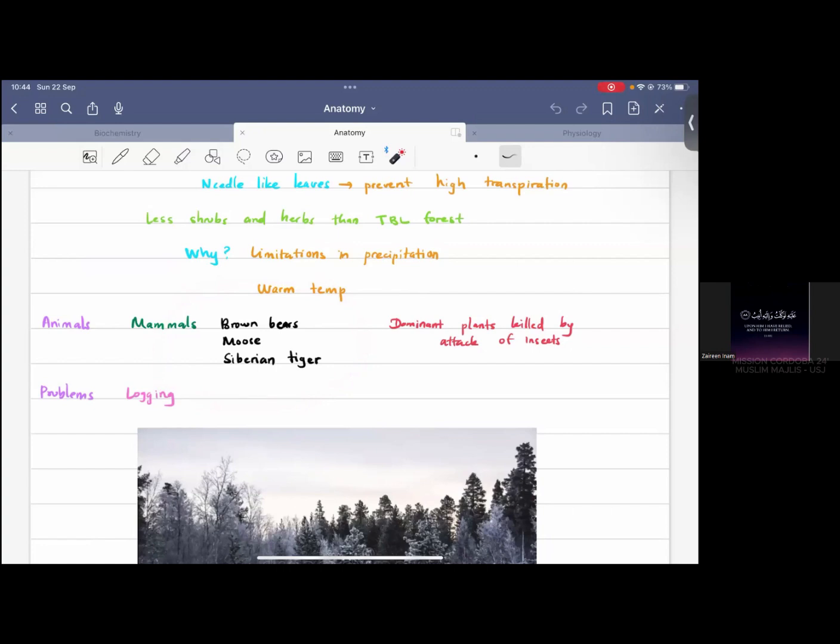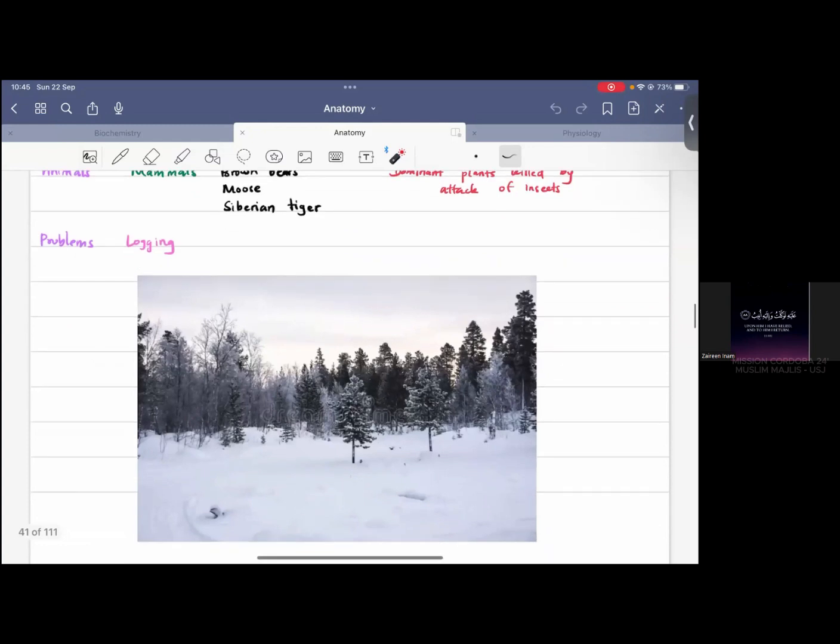And the dominant plants are killed by the attack of the insects. That is also there. The problem related is that people cannot go and live there. We don't go and live in the coniferous forest. But they use these coniferous plants for logging. Logging means getting the trunk or the stem for the timber. And that's about the northern coniferous forest.